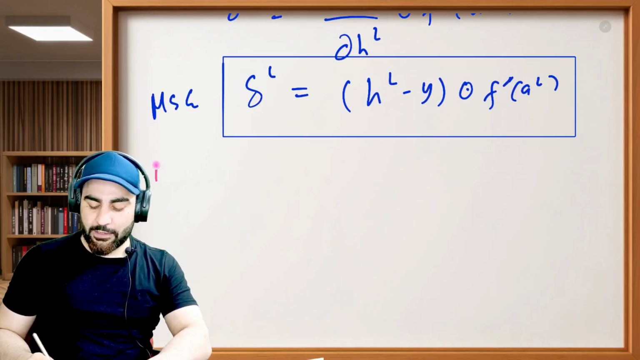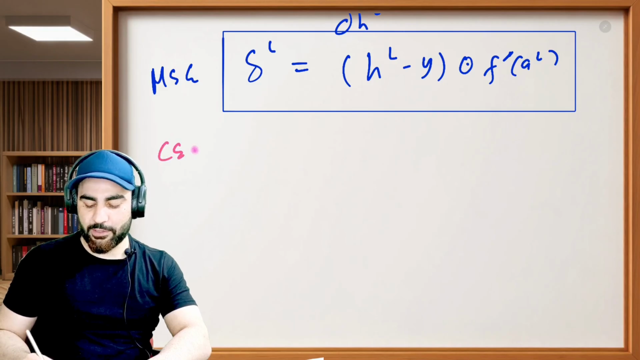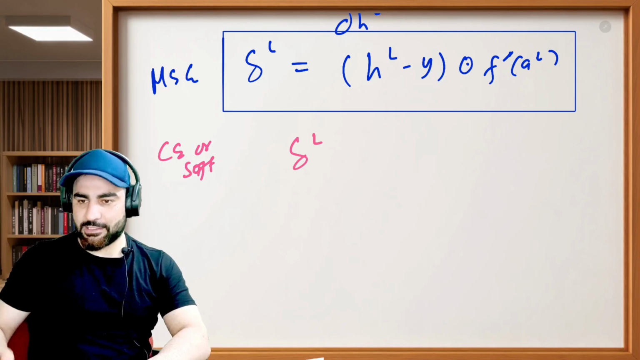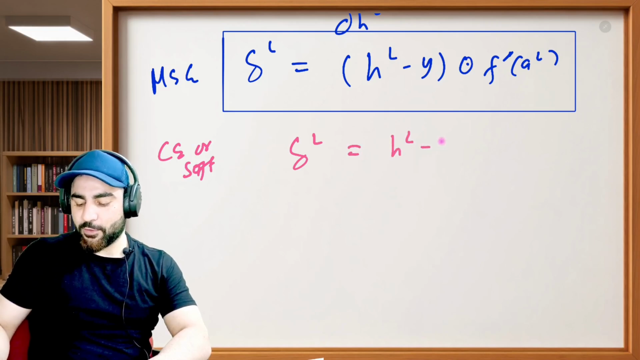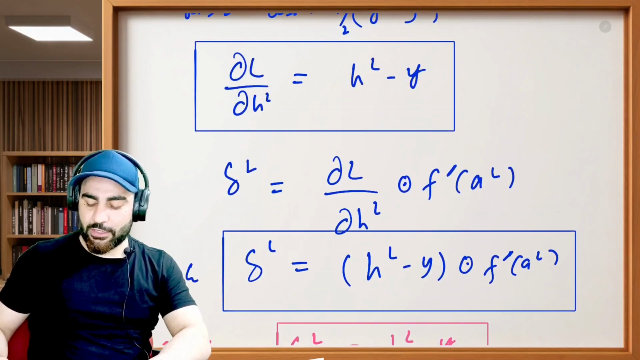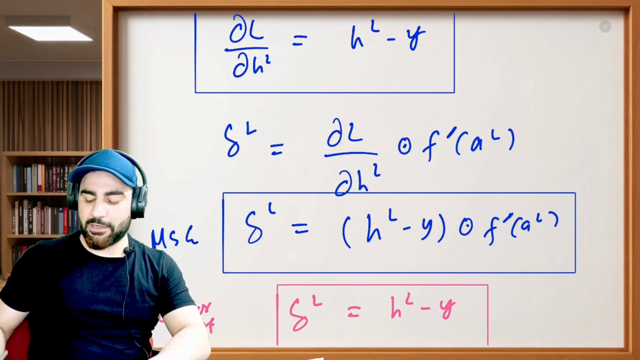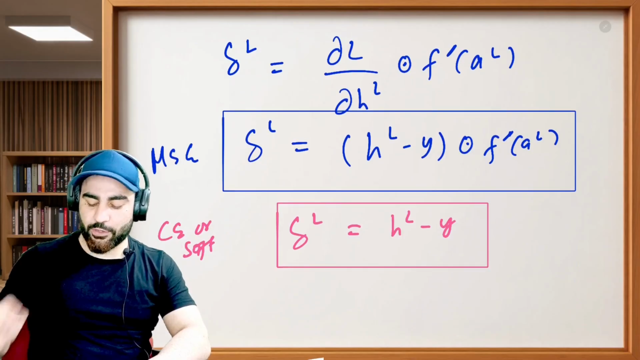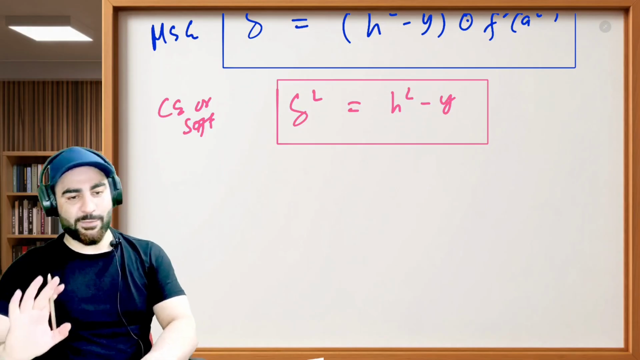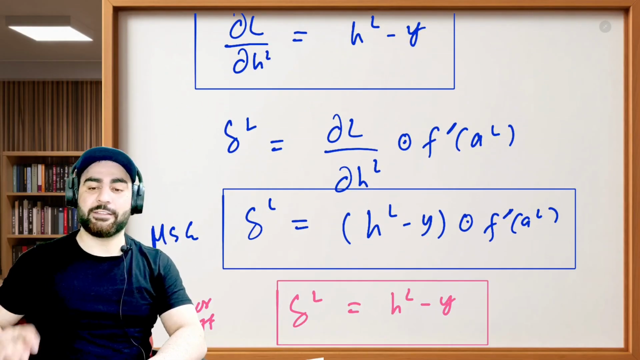In terms of cross entropy or softmax, this delta L, the error at the last layer, is equal to h_L minus y. The only thing you have to compute is ∂L/∂h_L, and then take the derivative of the activation. Once you Hadamard multiply them, for MSE you will get this, and for cross entropy you will get this. I think you will be able to do this at home. Just pause the video over here to confirm these things, so that you are convinced that these are the values.